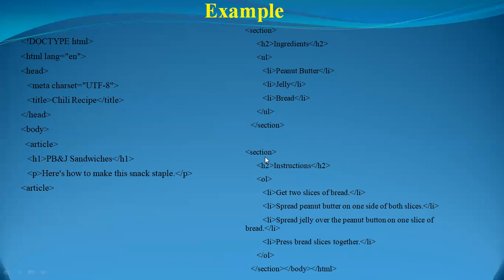Another section can be opened. In H2, Instructions, H2 should be closed. Ordered list, the ordered list item: get 2 slices of bread. In another list item: spread peanut butter on one side of both slices. In another list item: spread jelly over the peanut butter on one slice of bread. Then the list item can be closed. Another list item: put the bread slices together. The ordered list can be closed. Then the section should be closed, the body tag should be closed, then the HTML tag should be closed.